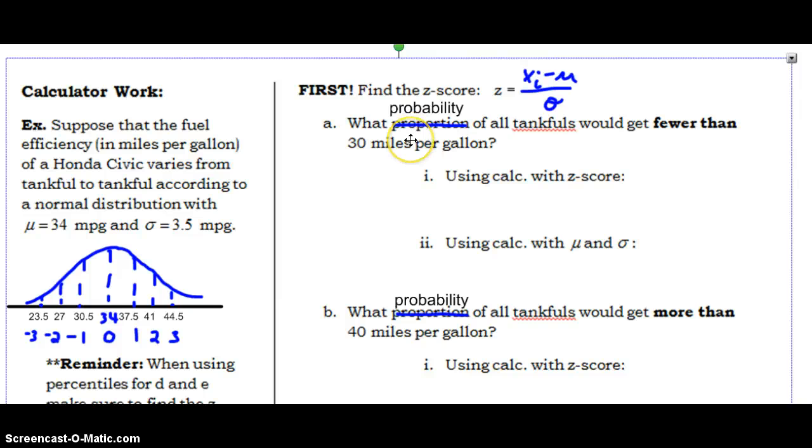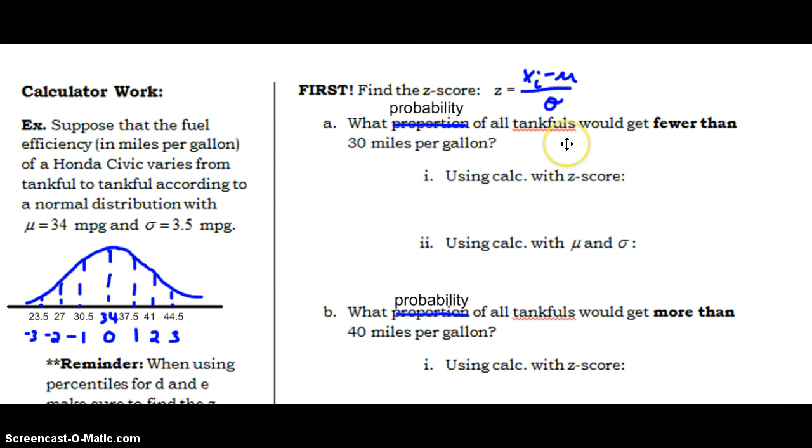And so for probability, the tankfuls that would get fewer than 30 miles per gallon, that would be when our x would have to be less than 30. So we're looking for the probability when x is less than 30. Okay, so we're going to be talking about this data here, all of where it falls in here.